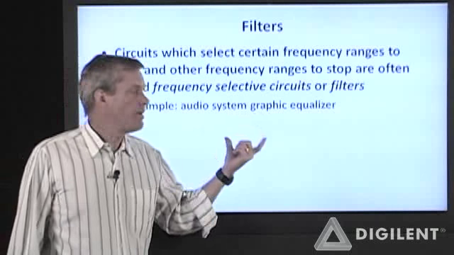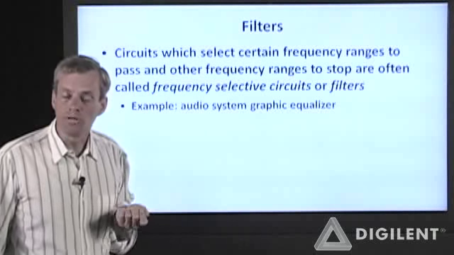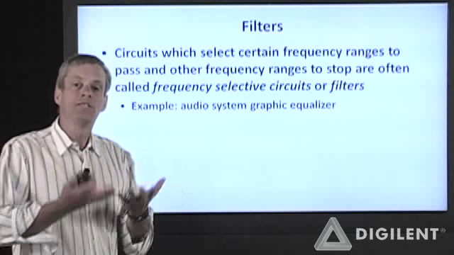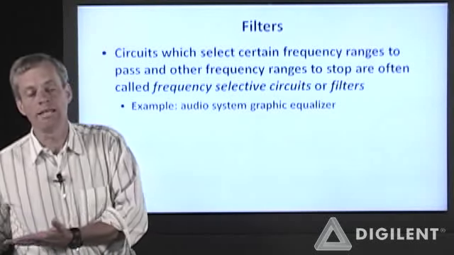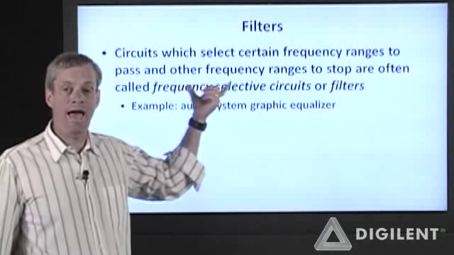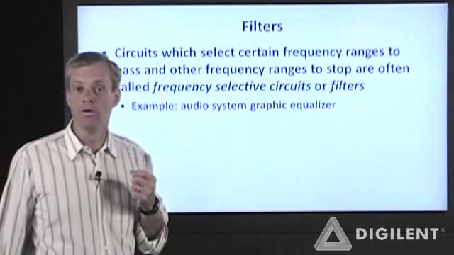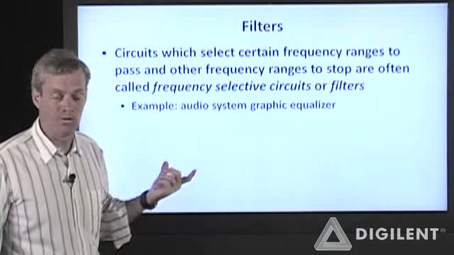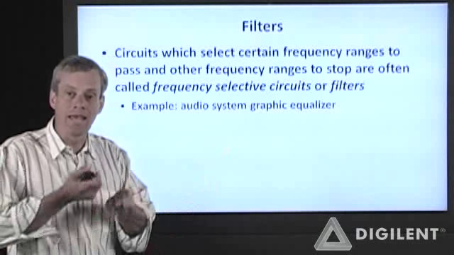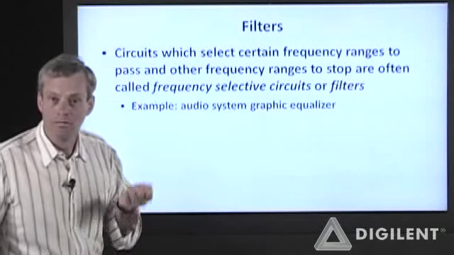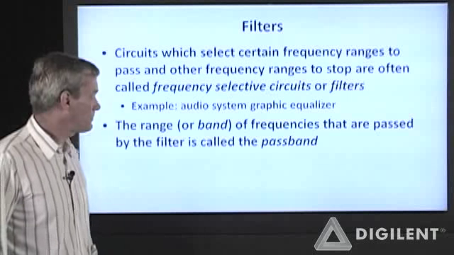For example, if you have a graphic equalizer on your audio system, you can adjust the gain in various frequency ranges to tailor the sound to how you like to hear it. You can increase the bass. You're going to start passing more bass signal through. You can increase the treble. You can pass more treble signal through. So you're essentially creating a little filter when you're adjusting your graphic equalizer knobs or sliders.